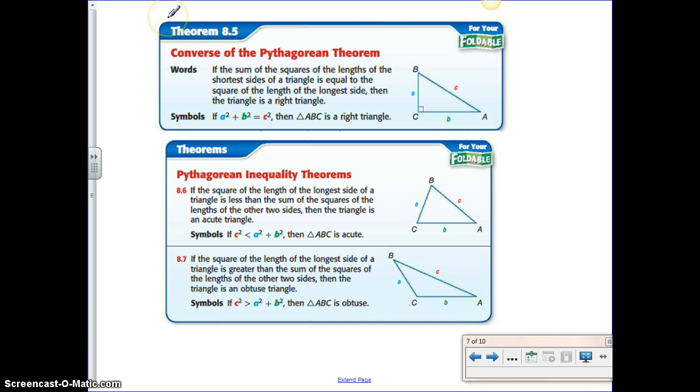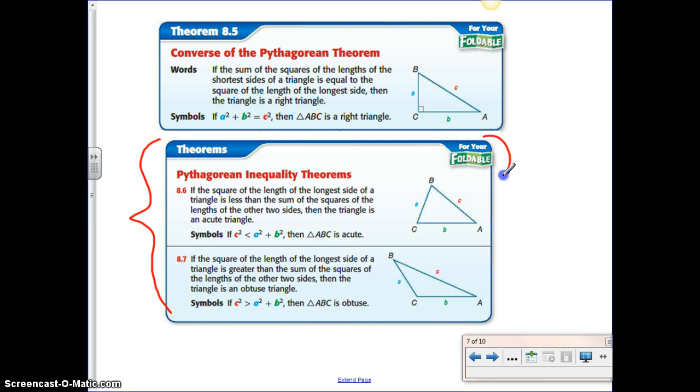The next theorem that is presented in this section is the converse of the Pythagorean theorem. So we know already that if we have a right triangle, if we square the two sides, it'll equal the square of the hypotenuse. But we can also say the opposite: if we have a triangle where one side squared plus the other side squared is equal to the third side squared, then we absolutely know that triangle is a right triangle.